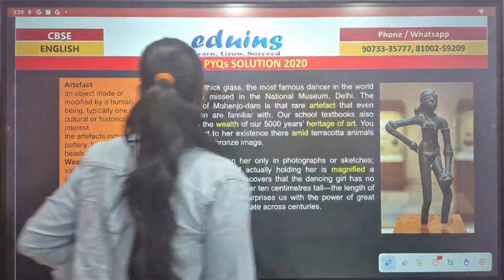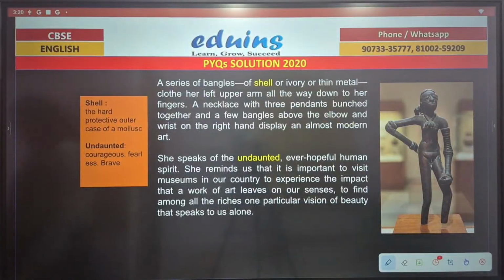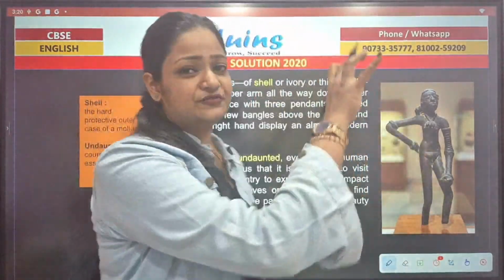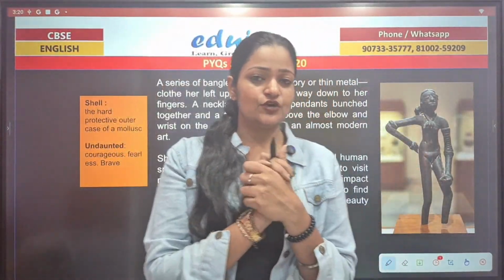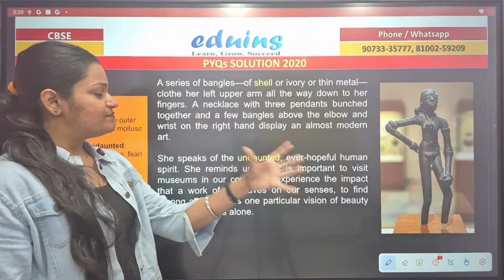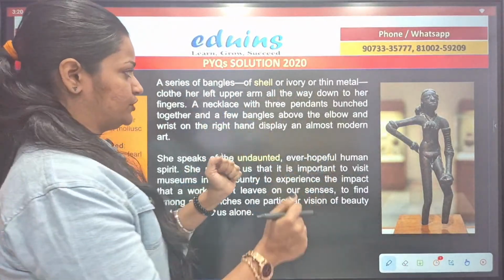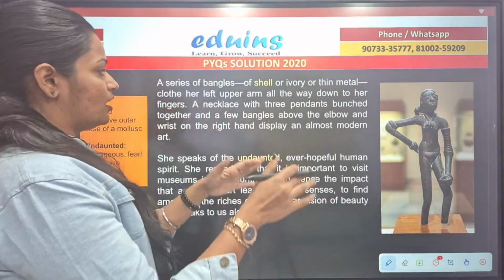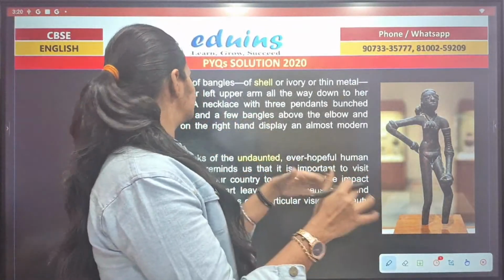Okay, so moving on to the next passage, that is a series of bangles. So now we will talk about the physical features of the dancing girl, which have been given in this passage. A series of bangles of shell or ivory or thin metal cloth, her left upper arm all the way down to her fingers.